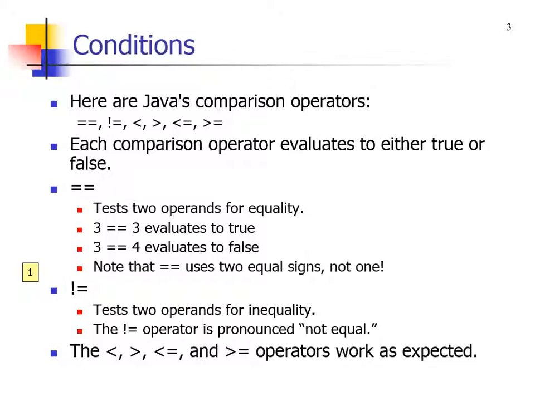The not equal to, which is your exclamation point, then less than, greater than, or less than and equal to, or greater than and equal to. All right? Those are comparisons. Each comparison operator will evaluate to a Boolean value, whether it's true or false. Correct?